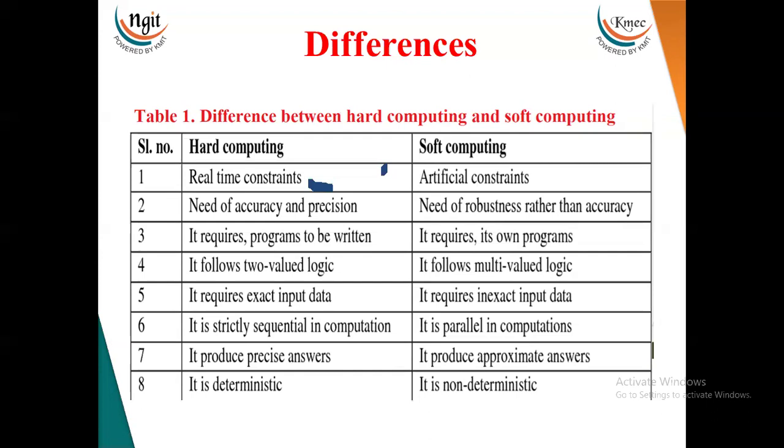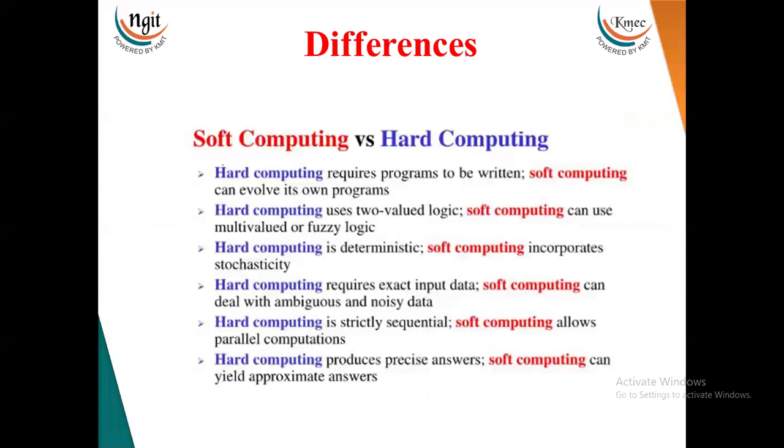And finally, hard computing is deterministic, whereas soft computing is non-deterministic, which means ambiguity will not be there in hard computing, but ambiguity will be supported in soft computing. So these are some of the differences. We have more differences which we will discuss now.